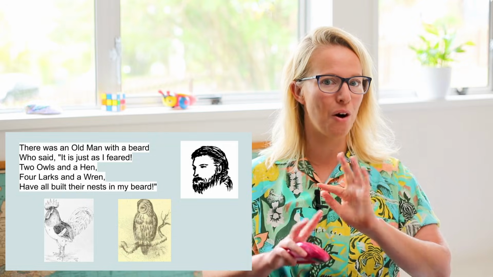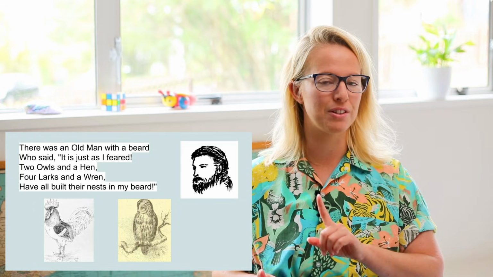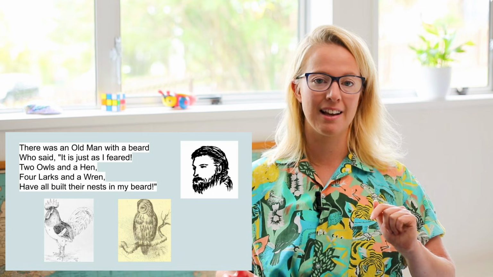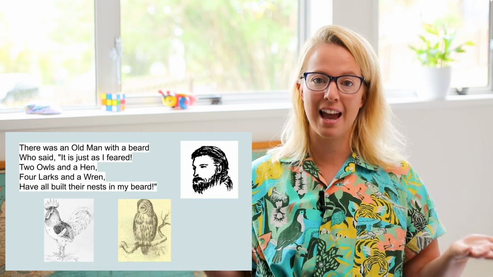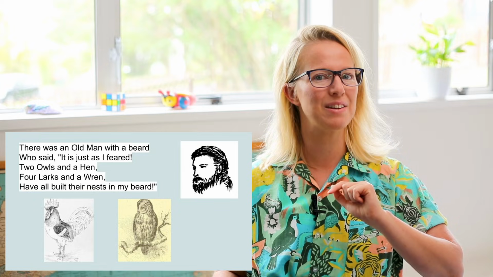Let's check another old limerick. There was an old man with a beard who said, "It is just as I feared. 2 owls and a hen, 4 larks and a wren have all built their nests in my beard." Perfect. And something that I noticed from those 2 old limericks is that the first line and the last line are rhyming words, but they're actually the same word, so it's kind of like it's wrapping it all together in one. Alright, starting to write our limericks.